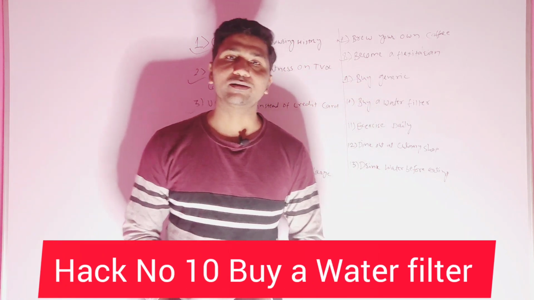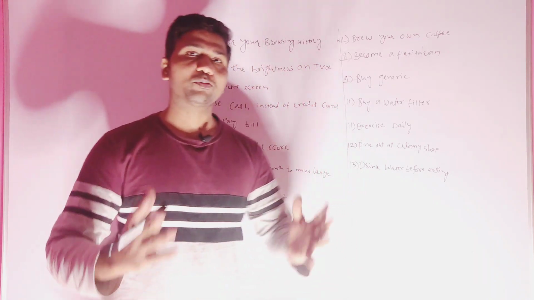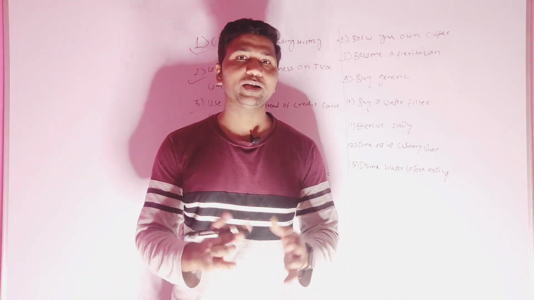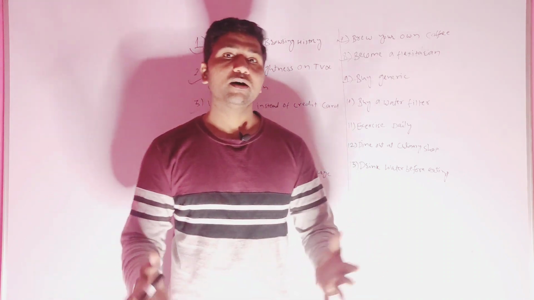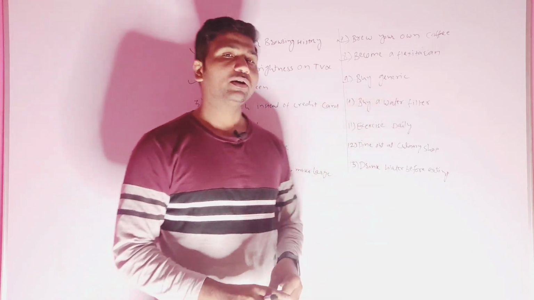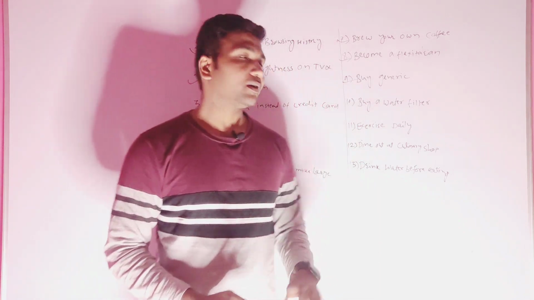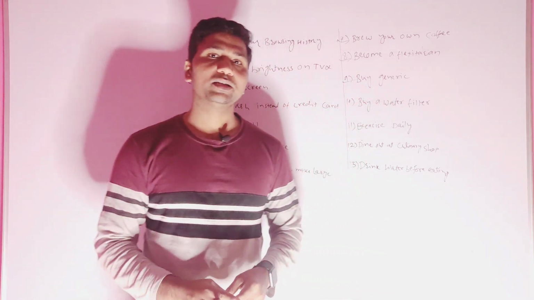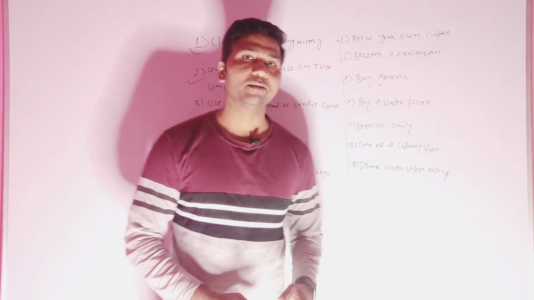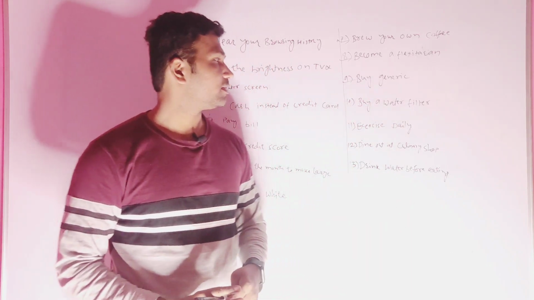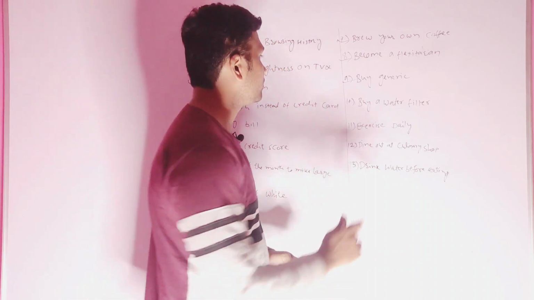Hack number 10: buy a water filter. Buying a water filter can save a lot of money. You can probably imagine how much you spend to buy water bottles, like Bisleri or a 20 liter or 10 liter jar that you purchase from the market. Instead of that, purchase a water filter. It is a one-time investment, but you get two benefits. You save the money that you are spending on water bottles, plus you will become healthy by drinking filtered water. So try to buy a water filter and reduce the expenses on water bottles that you purchase from the retail shop.